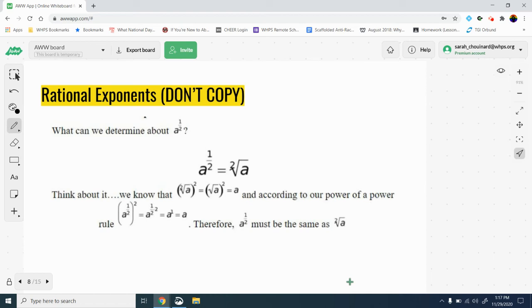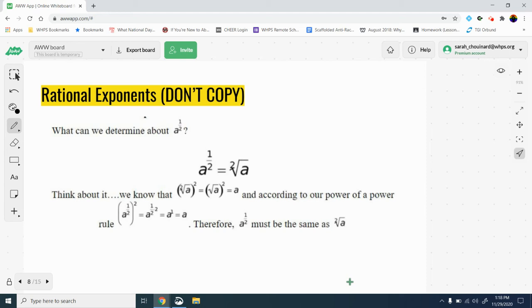So let's think about rational exponents. What can we determine about a to the 1/2? Well, a to the 1/2 must be the square root of a. Because we know that the square root of a squared is equal to a. Anytime you take the square root of a number and square that, you get just the number.